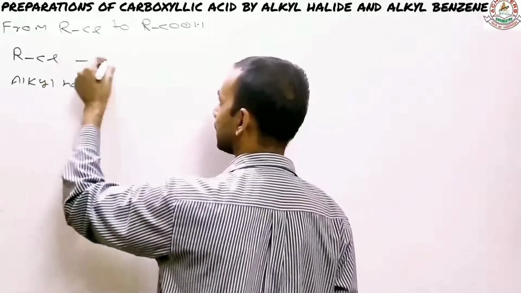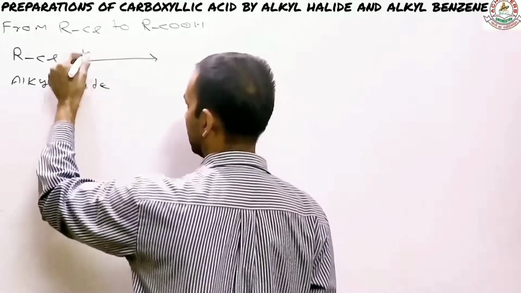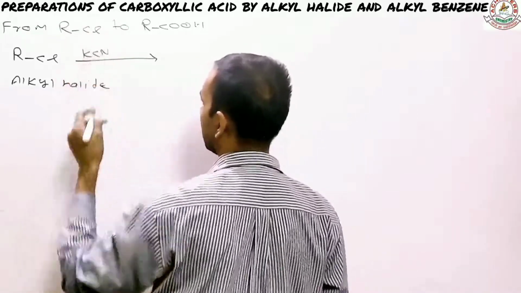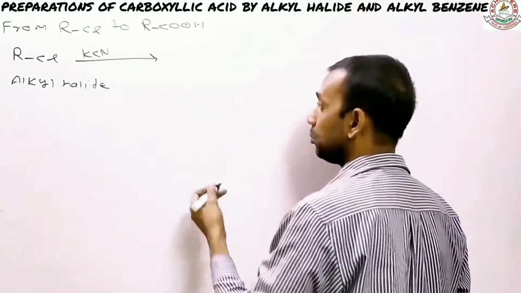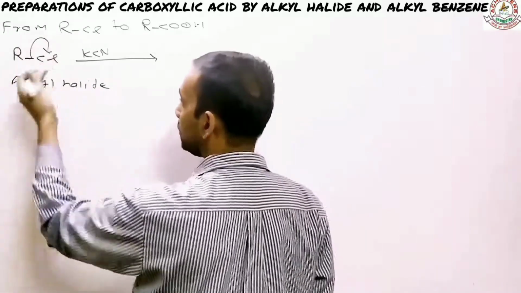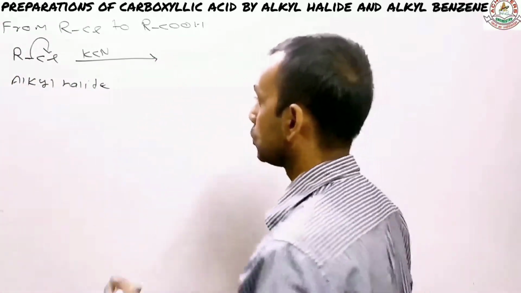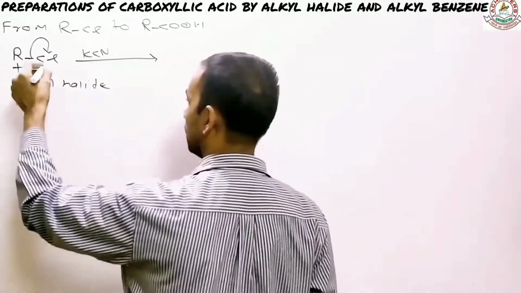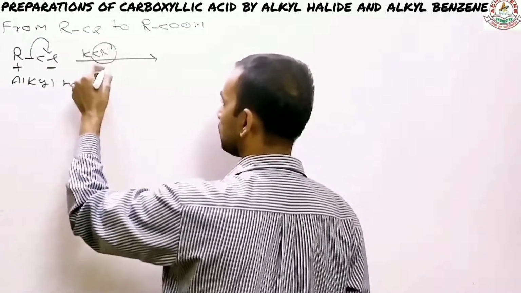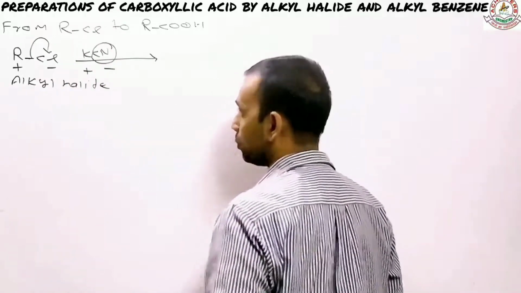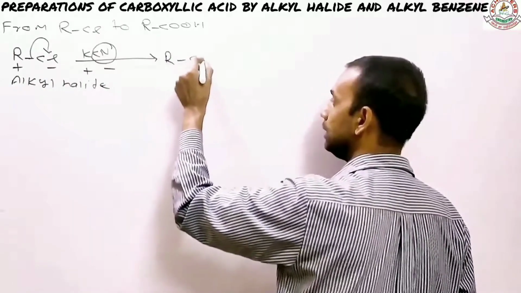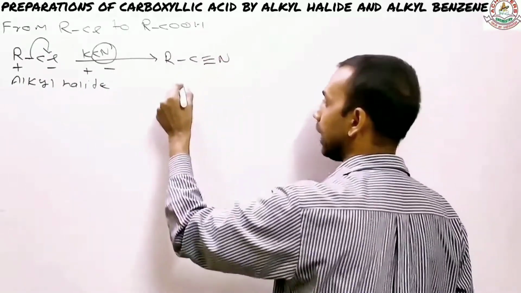So when this alkyl halide reacts with potassium cyanide, what happens here? When this bond undergoes cleavage, chlorine being more electronegative than carbon, the alkyl will form a positive charge while the chlorine will form a negative charge. Similarly, potassium cyanide will also undergo cleavage, resulting in a negative charge here, and K will come out as a positive charge. So what's happening here? You are getting RC triple bond N. This is your nitrile actually.